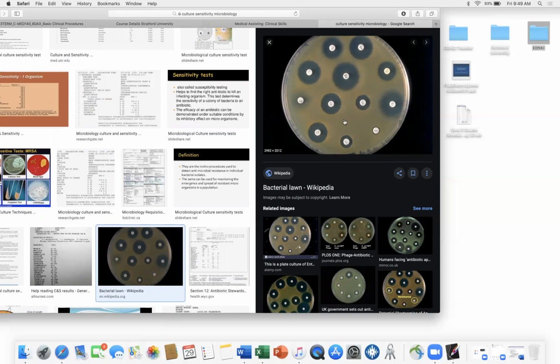This is the sensitivity part. We now know this yellow-green stuff is bacteria. All these little discs are antibiotics, and you can see which one killed the most bacteria. So between A, B, and C, which one would you choose? You would choose C, because it killed the most bacteria. This one barely did anything. This one did some. That would be a nice question on a test.